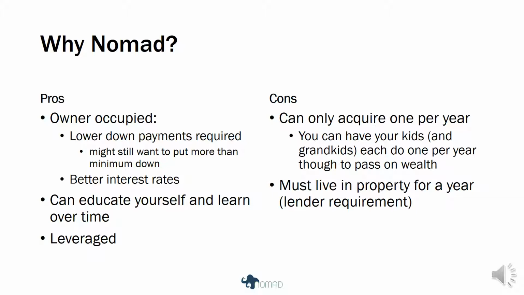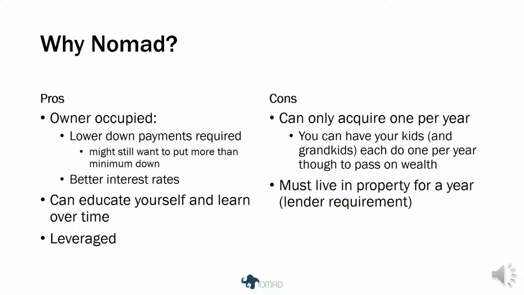So when you put 20% down, you're leveraged 5 to 1. You put down 1/5 of the price of the property, and so you have a 5 to 1 leverage. If you're putting down 5% of the property as a down payment, then you're 20 to 1 leverage. So you're more leveraged when you do Nomad. So what are the downsides of doing Nomad?